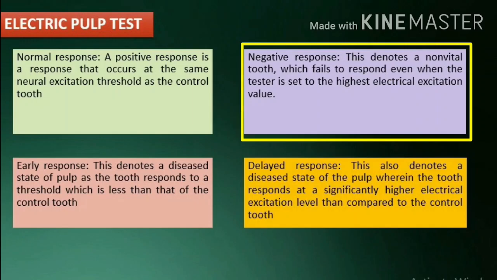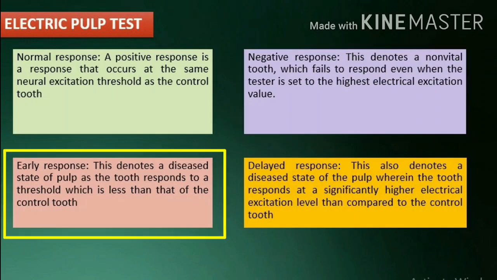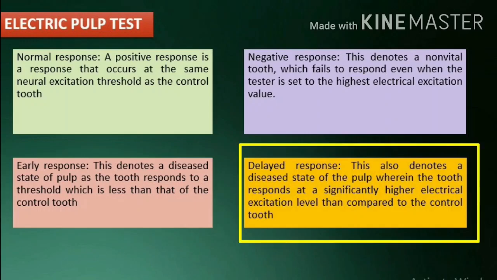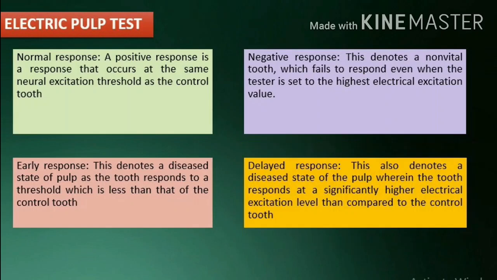Negative response: this denotes a non-vital tooth, which fails to respond even when the tester is set to the highest electrical excitation value. Early response: this denotes a diseased state of the pulp, as the tooth responds at a threshold which is less than that of the control tooth. Delayed response: this also denotes a diseased state of the pulp, wherein the tooth responds at a significantly higher electrical excitation level than the control tooth.